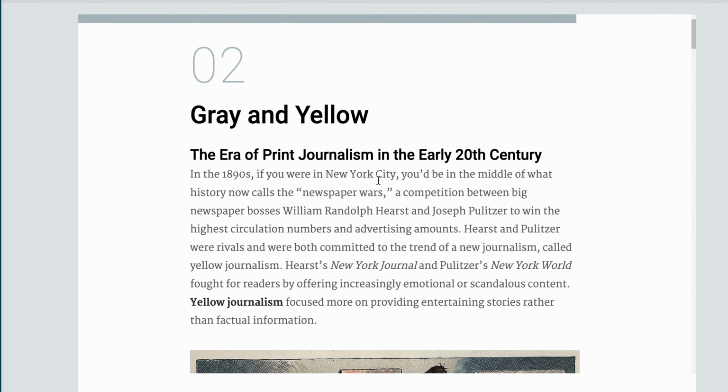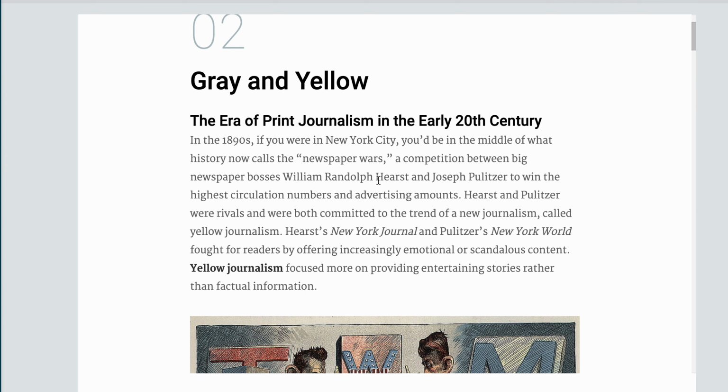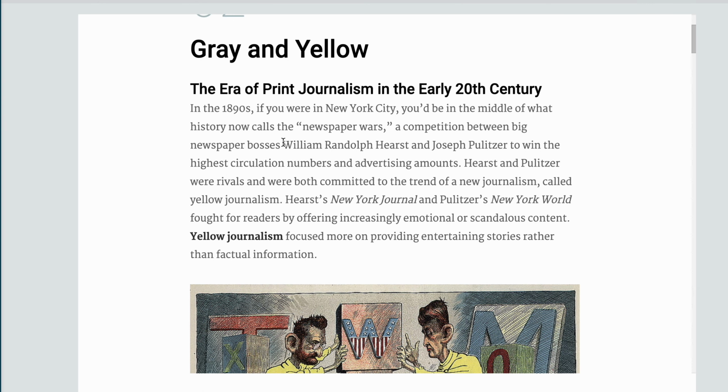It's mainly about yellow journalism. So we're talking about the beginning. Printed journalism appeared, and now different newspapers appeared, and then we have something that is known as the newspaper wars. Why? Because we have competition between big newspapers in order to gain money. And we have two famous people called William Randolph Hearst and Joseph Pulitzer.